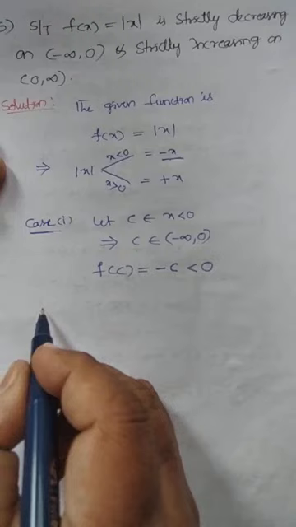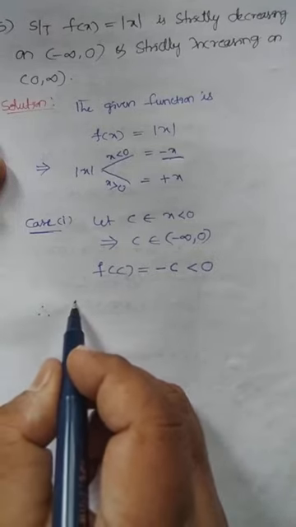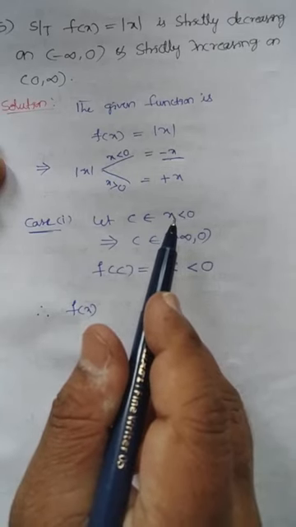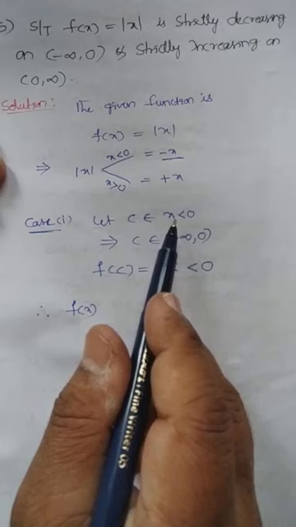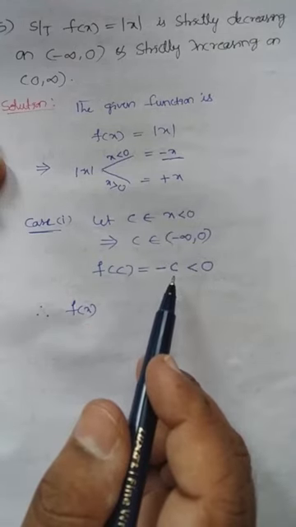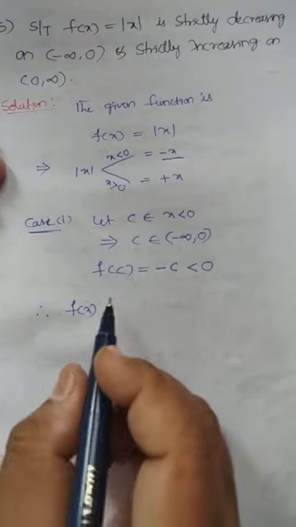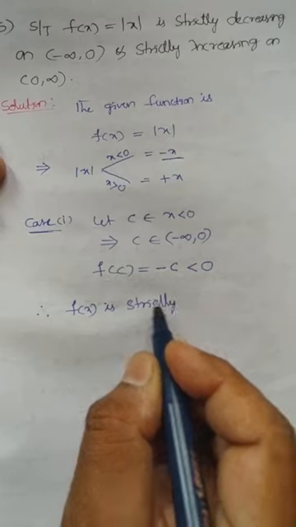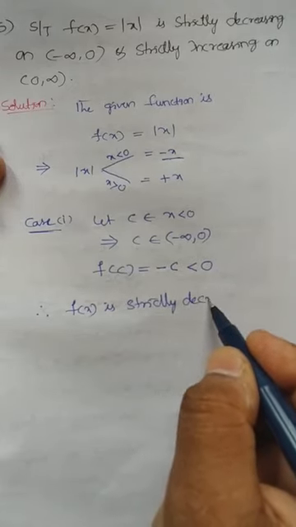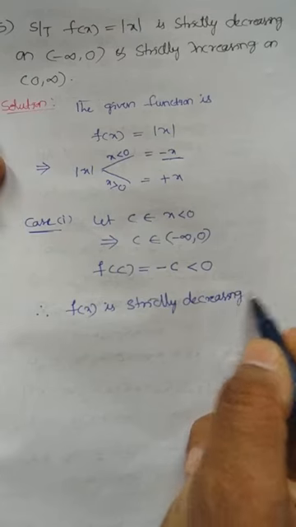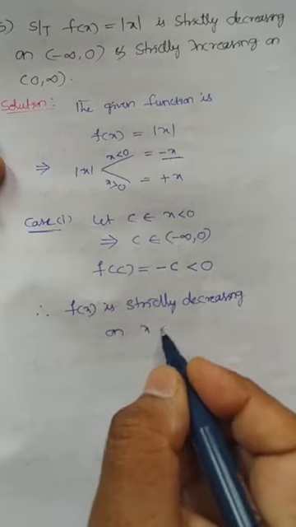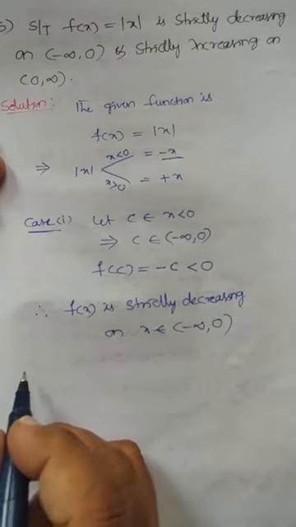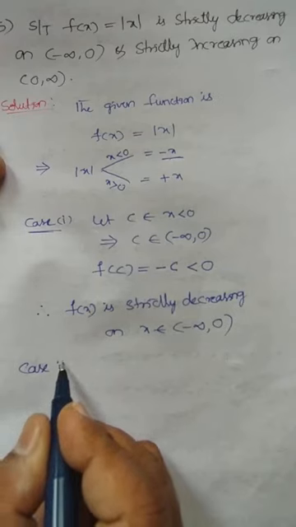So therefore we can give the conclusion: whenever you have chosen a lesser c value, f of c must be lesser, so that f of x is strictly decreasing on x belonging to minus infinity to 0. This is case 1. So case 2, in a similar manner we are going to show it.